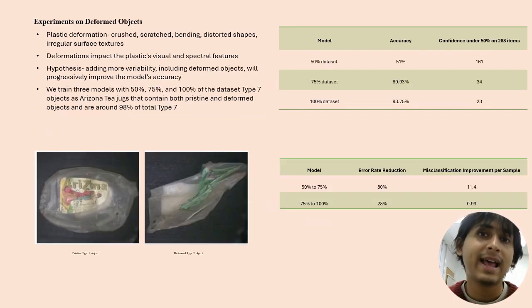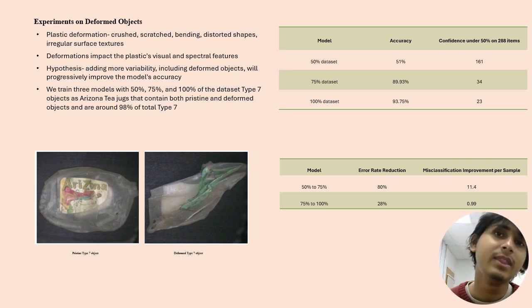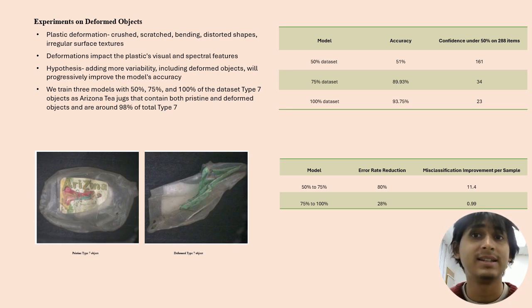One of the key challenges in plastic sorting is addressing the impact of deformations. Deformations alter the visual and spectral features of plastics, although their fundamental characteristics remain unchanged. Our experiments on plastic deformation aim to understand how the model performs under these conditions. By incorporating more data and introducing more variability, we evaluate the model's ability to improve. We trained 3 models using 50%, 75%, and 100% of type 7 objects, which primarily consist of Arizona tea ducks. This approach provides insights into how the model handles both pristine and deformed materials.